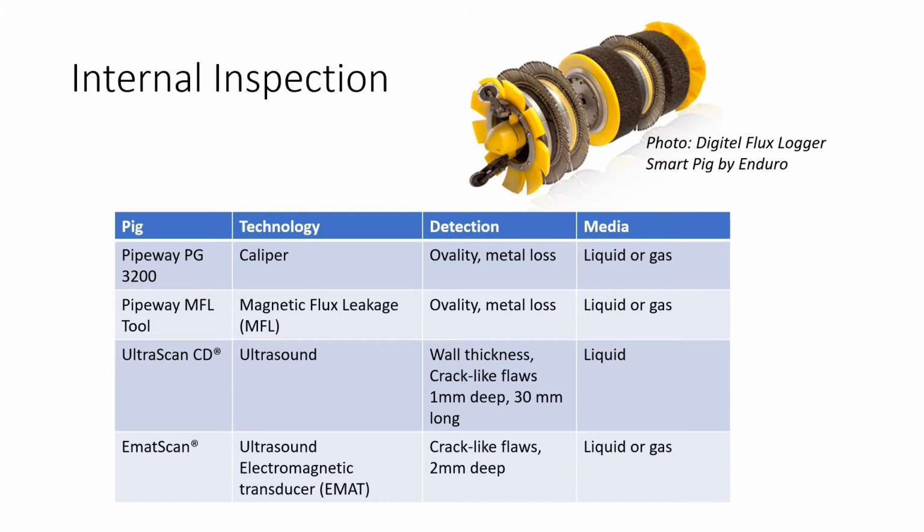As great as Ultrascan is, it does not work in gas pipelines because it requires a liquid medium by which to propagate the ultrasonic signal. The EMAT scan made by GE also uses ultrasonic technology, but with the use of an electromagnetic transducer, it is able to send and receive signals in both liquid and gas pipelines. The minimum flaw size it can detect is 2 millimeters deep, so not as precise as the Ultrascan, but it can be used in gas pipelines.